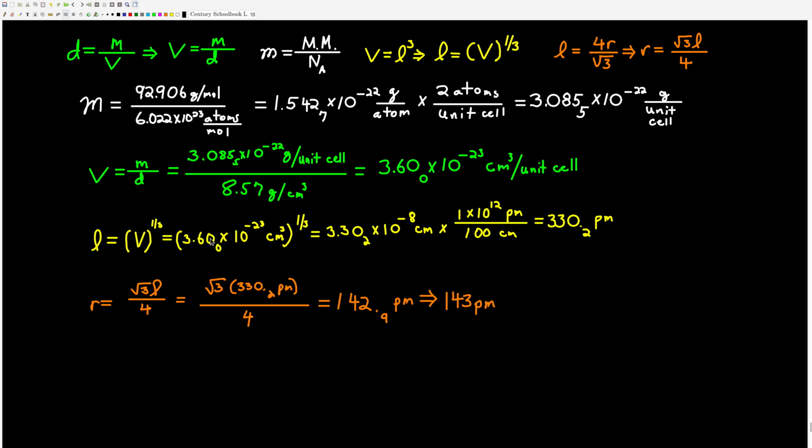And using this formula up here that we derived a few minutes ago, the atomic radius is equal to the square root of 3 times the length of an edge of the unit cell divided by 4, which gives us 143 picometers. The real value experimentally is 146 picometers, so once again, not too bad. That's all there is to it, guys.